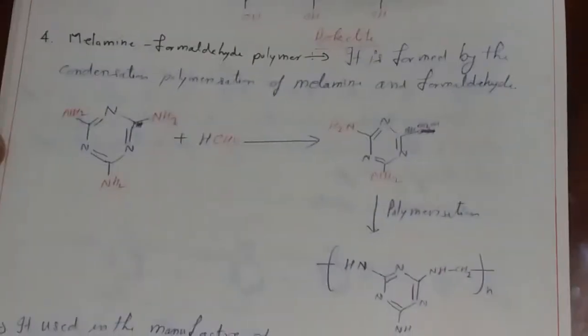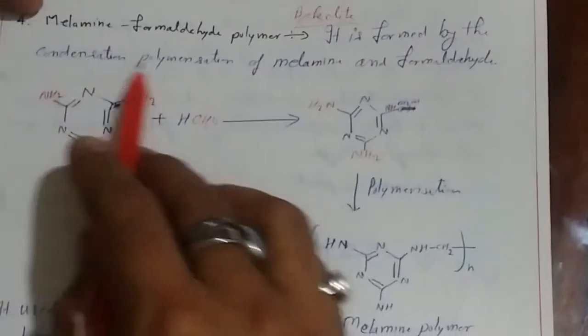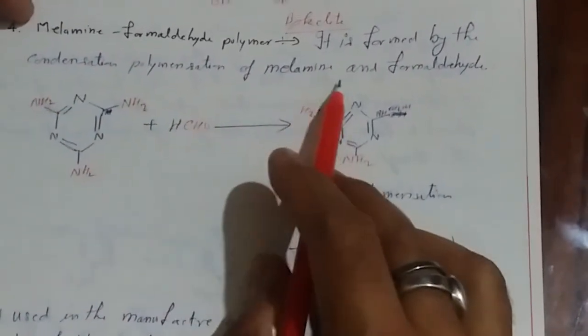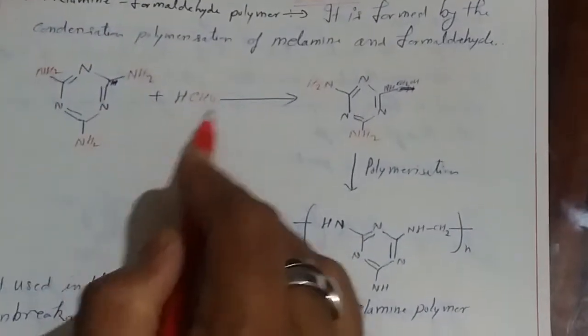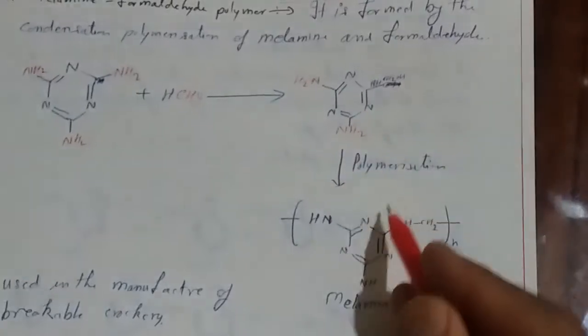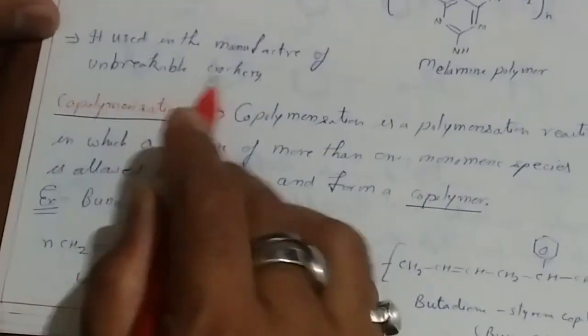Next is an example of melamine formaldehyde polymer. It is formed by the condensation polymerization of melamine and formaldehyde. This is the melamine reacting with formaldehyde to produce the melamine polymer. It is used in the manufacture of unbreakable crockery.